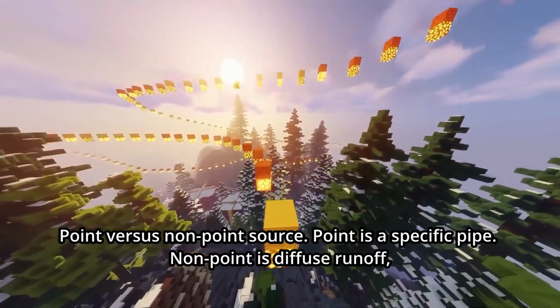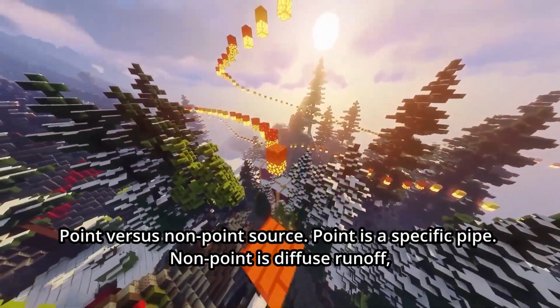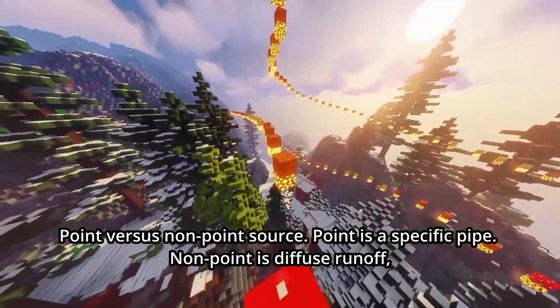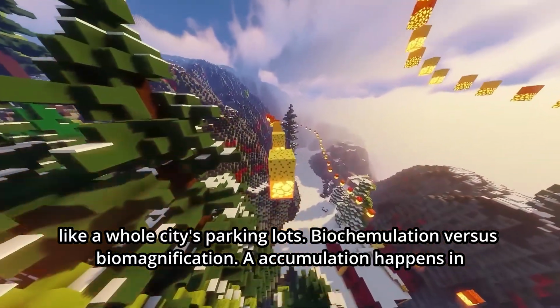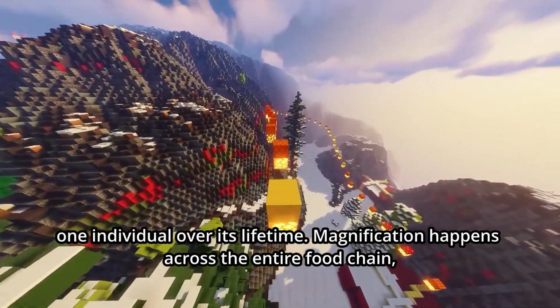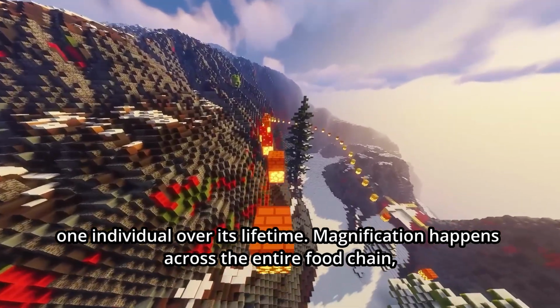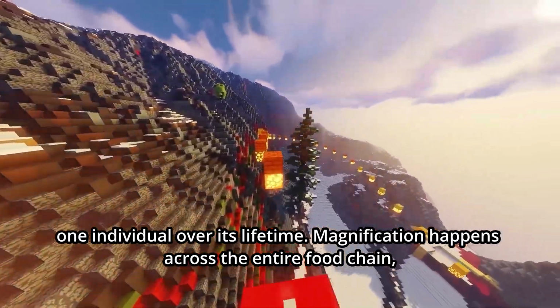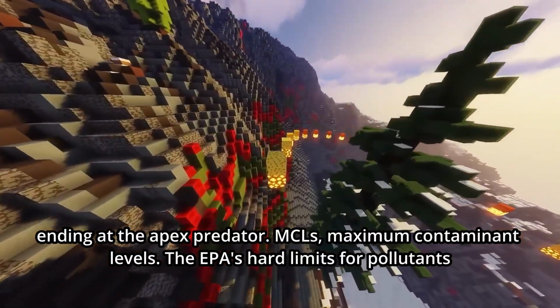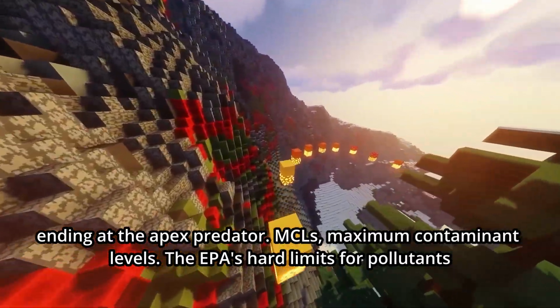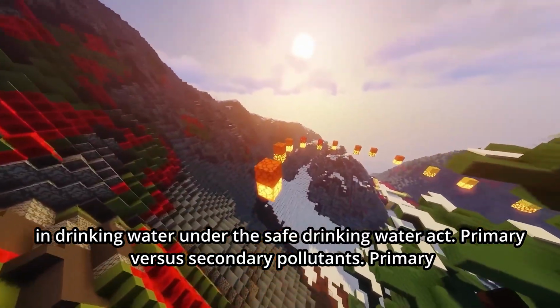Point versus non-point source. Point is a specific pipe. Non-point is diffuse runoff, like a whole city's parking lots. Bioaccumulation versus biomagnification. Accumulation happens in one individual over its lifetime. Magnification happens across the entire food chain, ending at the apex predator. MCLs, maximum contaminant levels. The EPA's hard limits for pollutants in drinking water under the Safe Drinking Water Act.